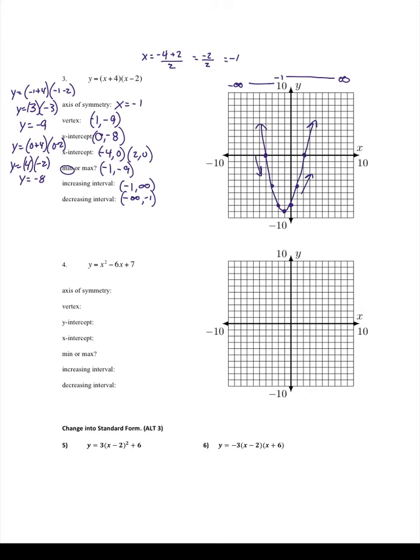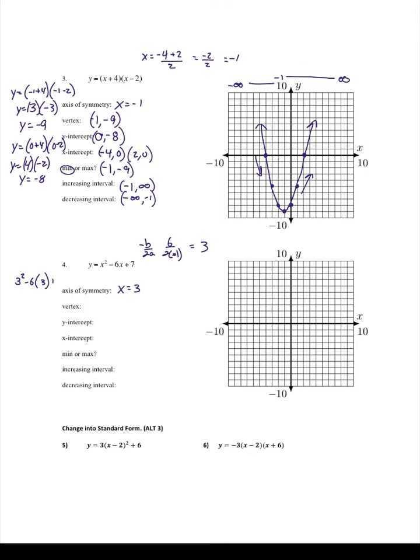The next graph is back in standard form. So we're going to start with negative b over 2a again. b is negative 6, so negative b is positive 6 over 2 times 1. Sorry, a little mistake there. 6 divided by 2 is 3. So our axis of symmetry is at x equals 3.